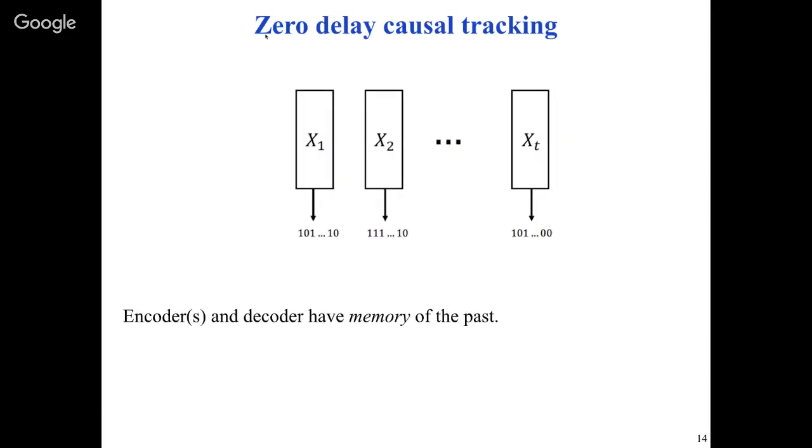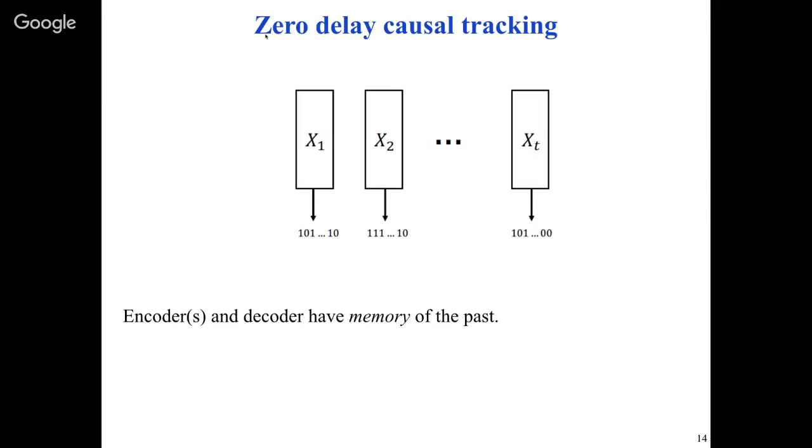So let's see the next. Let's see what causal tracking is. So this is the setting. We're observing x1 to xT. We are looking at the system over a time horizon, and at each time i, the encoder produces a bit string, so it quantizes and produces a quantized representation. Two important things about this. This is zero delay. So the encoded bit string at time i has to be produced at time i.